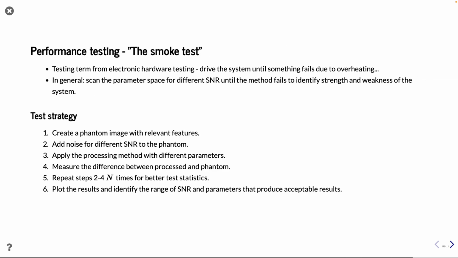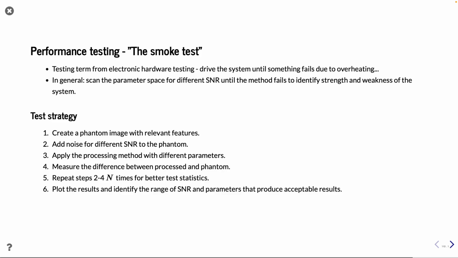And if we want to do a more quantitative approach, then we have to do some kind of performance testing. The smoke test is actually something I got from electronics. Back when I did my own circuits a long time ago, the test was how well does it work? Yeah, pull on some power and see where it smokes, which is the weak point.